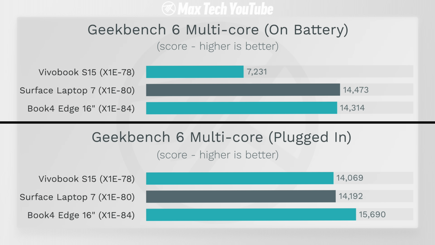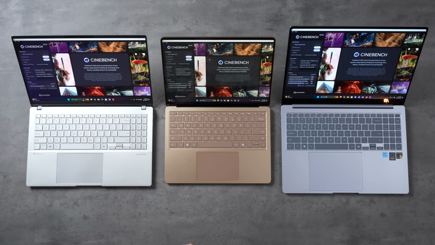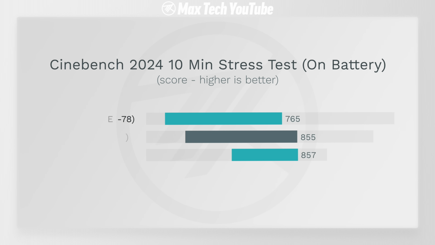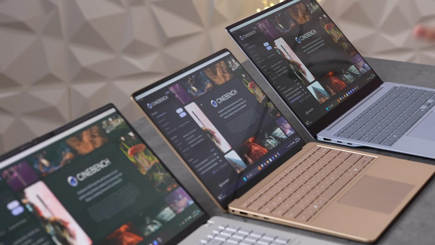The Surface Laptop 7 is actually the one that has the most consistent results. But what we're gonna focus on in this video is Cinebench, because when you run a single run on battery power of Cinebench 2024, somehow the Book 4 Edge scored the worst. And the scores go even lower if you run a 10-minute throttling test. So we did a lot of digging and I think I figured out what is happening.